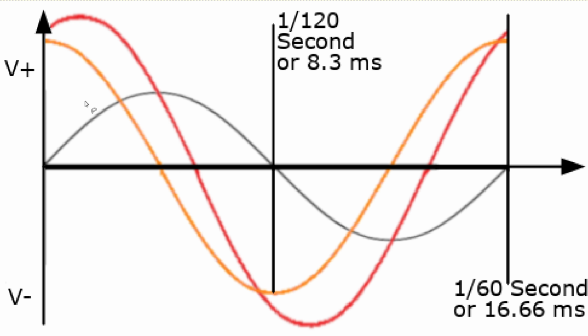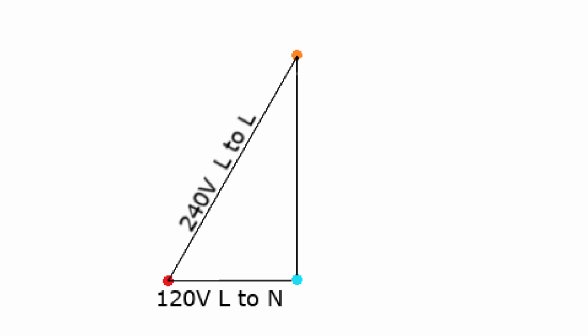You can see that the orange sine wave is larger than the black one, which was 120 volts, but is smaller than the red one, which was 240 volts. It happens that the orange sine wave is 208 volts. Now let's go back to our triangle. Here again you can see that the high leg is 240 volts from the red phase, and the neutral is 120 volts from the red phase.